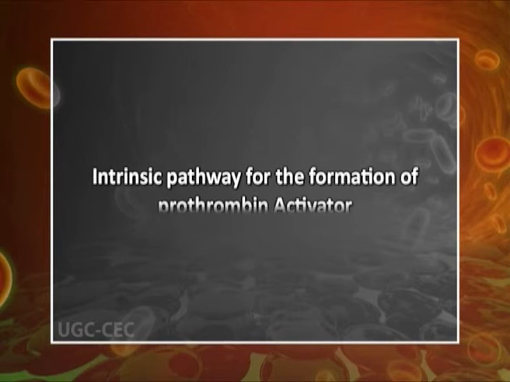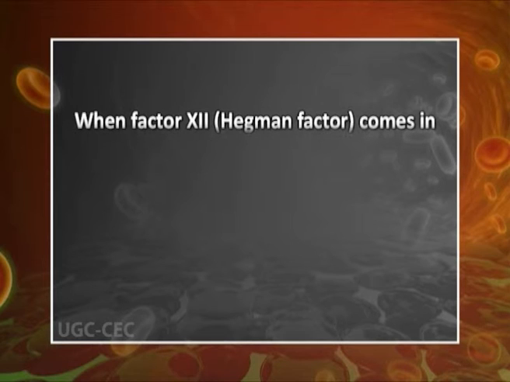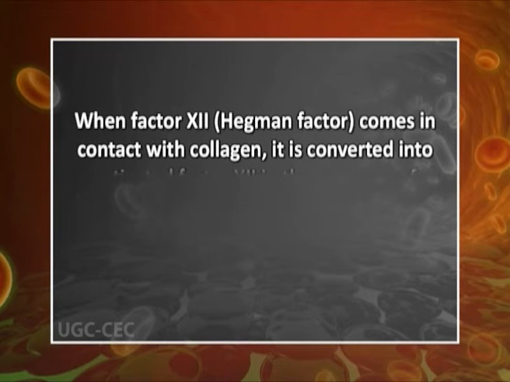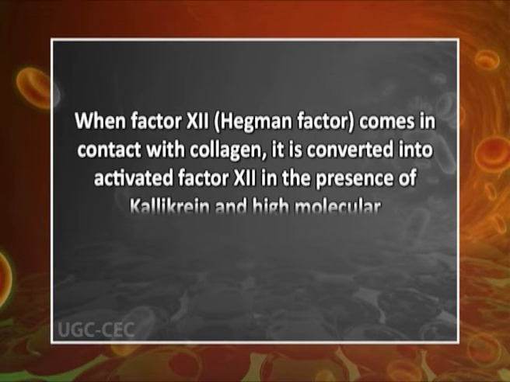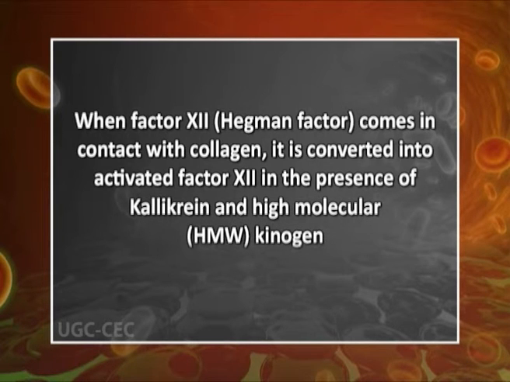Now, intrinsic pathway for the formation of prothrombin activator. During the injury, the blood vessel is ruptured, the endothelium is damaged and collagen beneath the endothelium is exposed. When factor 12 comes in contact with collagen, it is converted into activated factor 12 in the presence of kallikrein and high molecular weight kininogen. The activated factor 12 converts factor 11, that is plasma thromboplastin, into activated factor 11 in the presence of HMW kininogen.